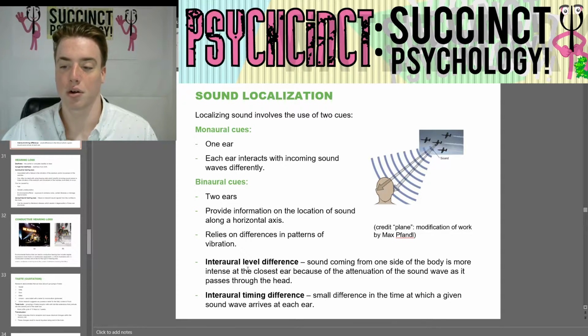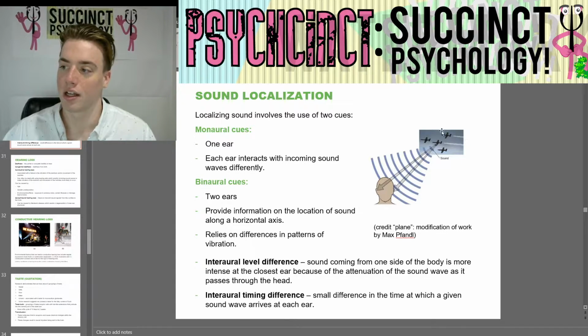So we have interaural level difference, which is sound coming from one side of the body is more intense at the closest ear because of the attenuation of the sound wave as it passes through the head. And then we have interaural timing difference, which is a small difference in the time at which a given sound wave arrives at each ear. And so these two differences are depicted here.